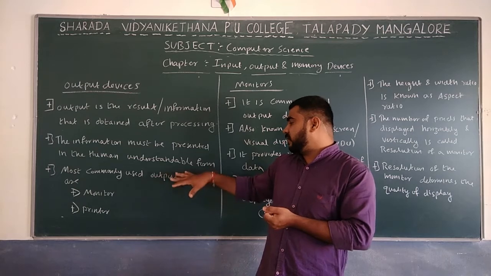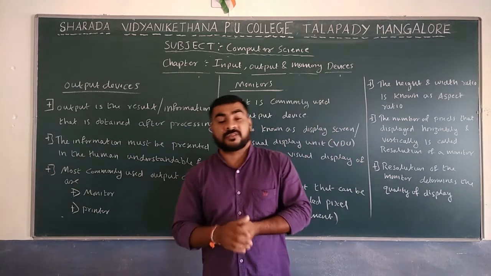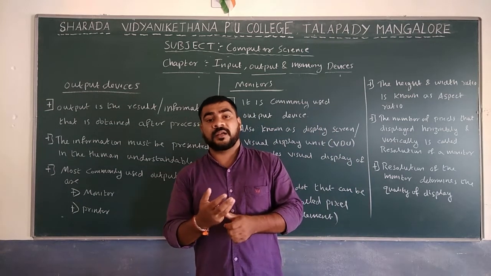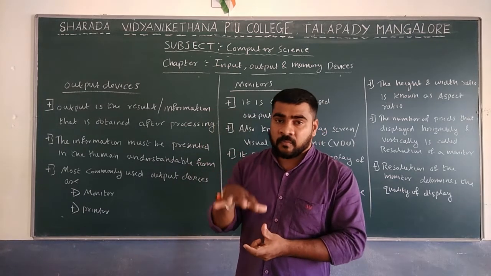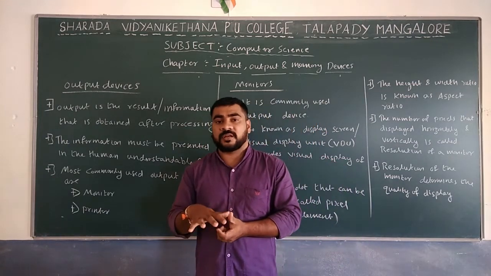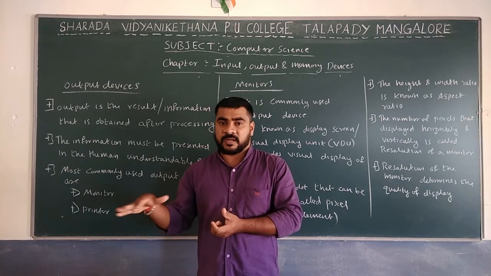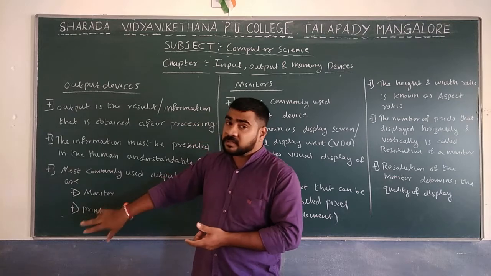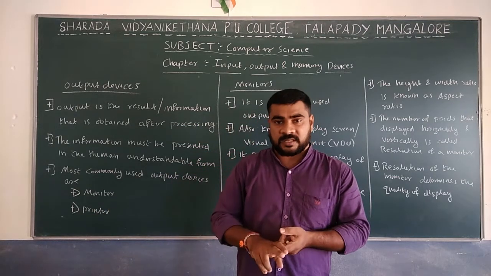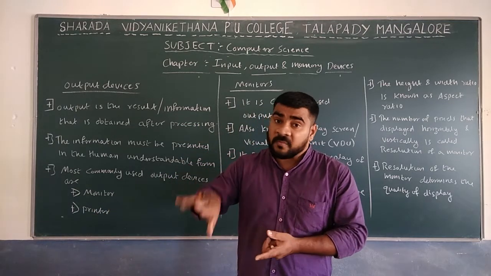After that, the most commonly used output devices. What are the most commonly used output devices? Normally the printer and the monitor. Monitors and printers are the most commonly used output devices. Nowadays we are using monitors and printers. Don't think that only two output devices are present just because I mention two.